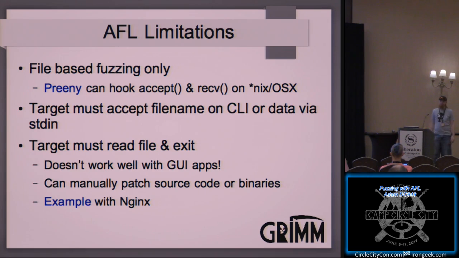But there's a cool project on GitHub called Preeny, and what it does is you LD preload their .so file, and it will hook network functions like accept and receive. Whenever your program's like, oh, read stuff in from the network, it's like, oh, let me just read some stuff from disk and return it to your program. Here you go, here's all your network data. It's a fun little hack that lets you actually fuzz network stuff instead of just file I/O. That works on Linux, and Preeny will also work on OS X. So that is an option.